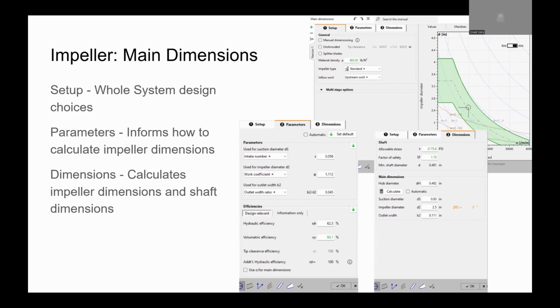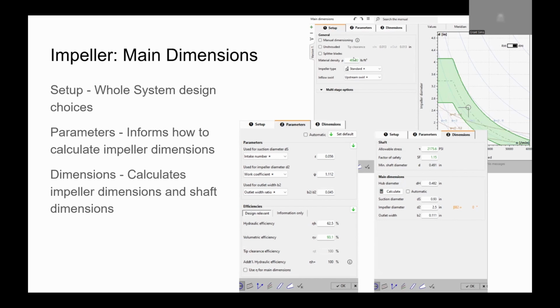Some of the important things about this main dimensions page are the Cordier diagram, which is this green thing right here. It relates impeller diameter and RPM, and it has this green zone, which is your efficient or optimal zone. It can basically tell you, given 30,000 RPM, what range of diameters are going to be efficient or acceptable for us, based on our global setup.